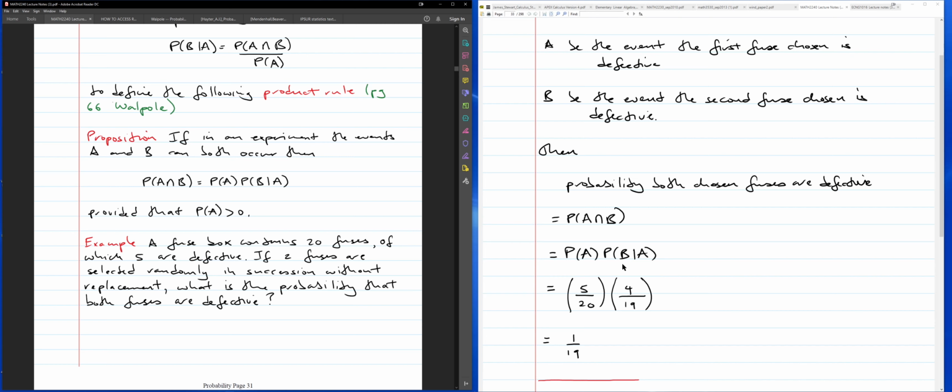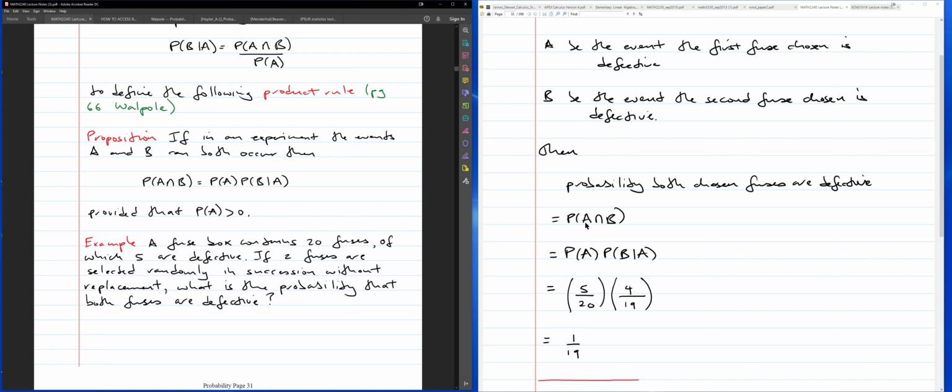Now for the second, we want a conditional probability. This is the probability that the second fuse is defective given that the first fuse was defective. You're choosing in succession without replacement, which means that when you chose the first fuse, you didn't replace it. So you have 19 overall remaining, and 4 of those are defective. So the probability that when you choose your second fuse you get a defective one, given that the first one you chose was defective, is 4 on 19. So your conditional probability here is 4 on 19.